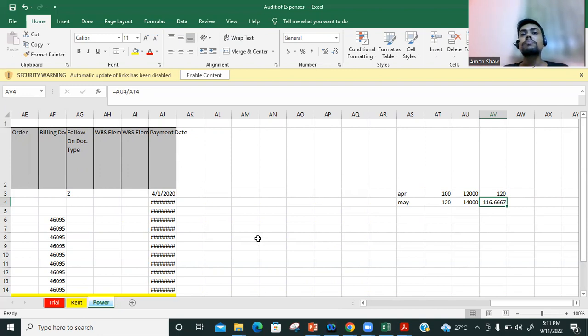Sometimes what happens is that the company takes a minimum power guarantee, saying I will be requiring 10,000 kilowatt hours for sure every month. And suppose for the past 7-8 months, due to some reason, the company's power consumption is going only till 8,000 or 9,000 kilowatt hours.